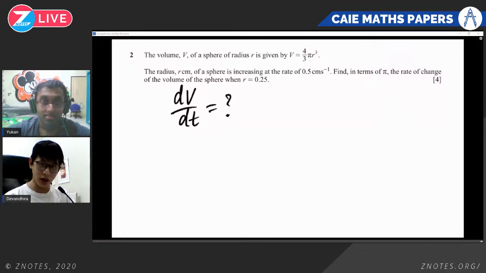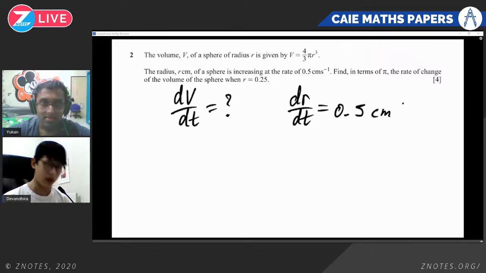But how do we find dV/dt? We can use the chain rule and find something with dV and dt in it. From the question, the radius of a sphere is increasing at the rate of 0.5 centimeters per second. That means that is the rate of change of the radius, correct? That means that's dr/dt. Do you agree? Yes. Rate of change of radius over time, which is 0.5 centimeters per second.